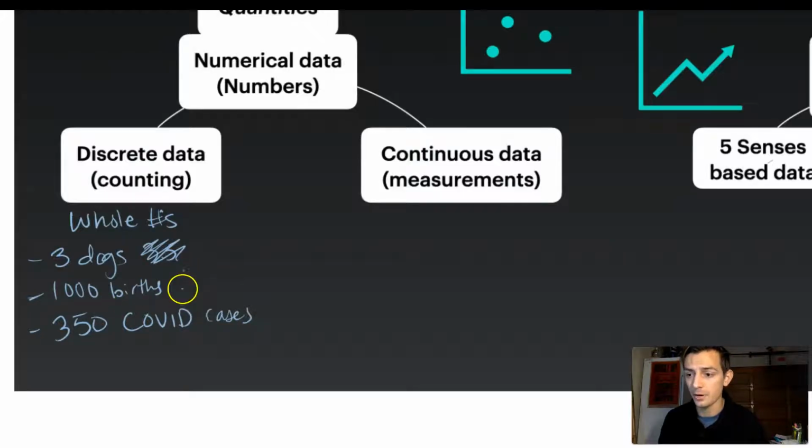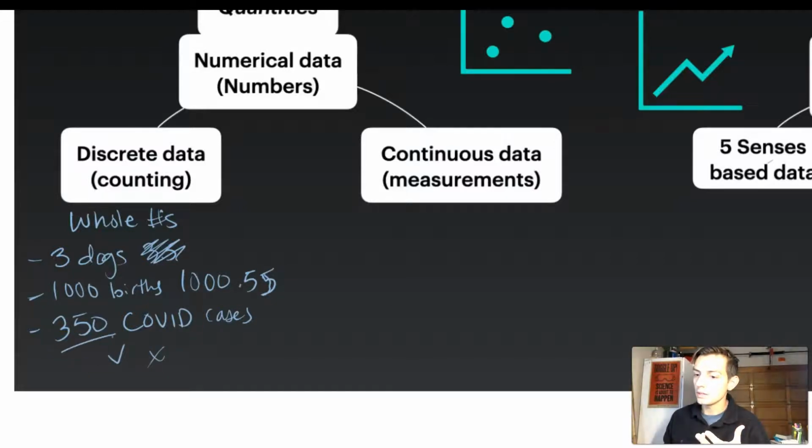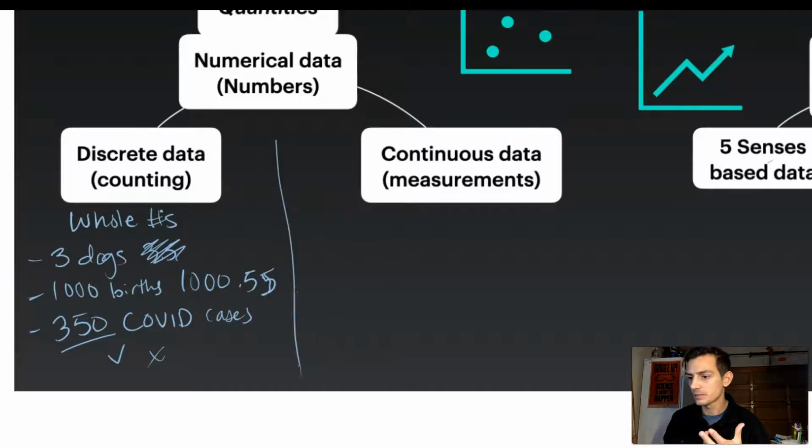You also can't have half a birth, right? You can't have 1,000.5 births or 0.55 births or any of that for that matter. You can only have whole births. And the same with a COVID case. You can only have either it's a case or it's not a case. Like it's a yes or it's a no. So these things exist in whole numbers. So that's discrete data. So what about continuous data?